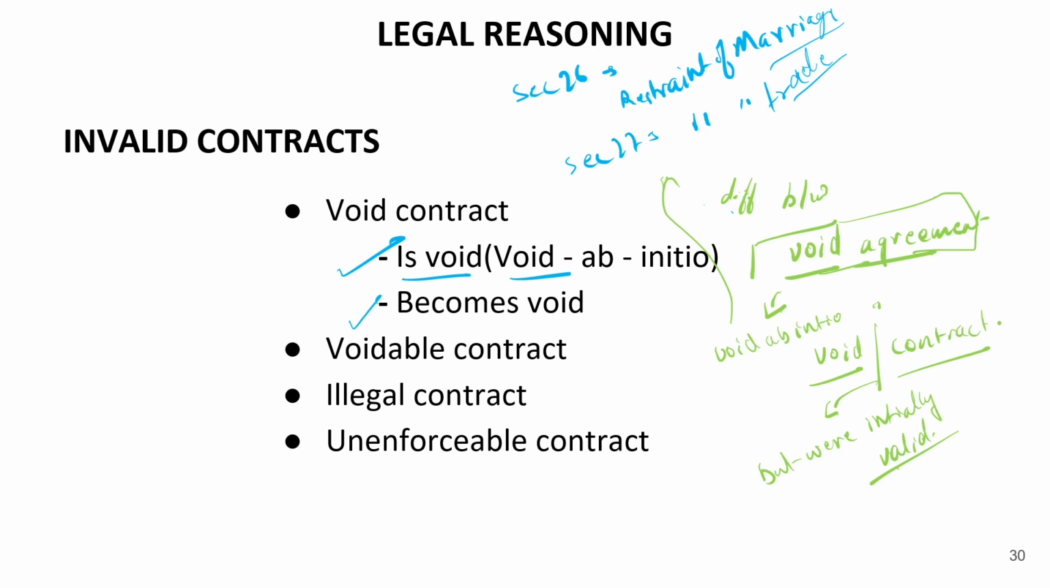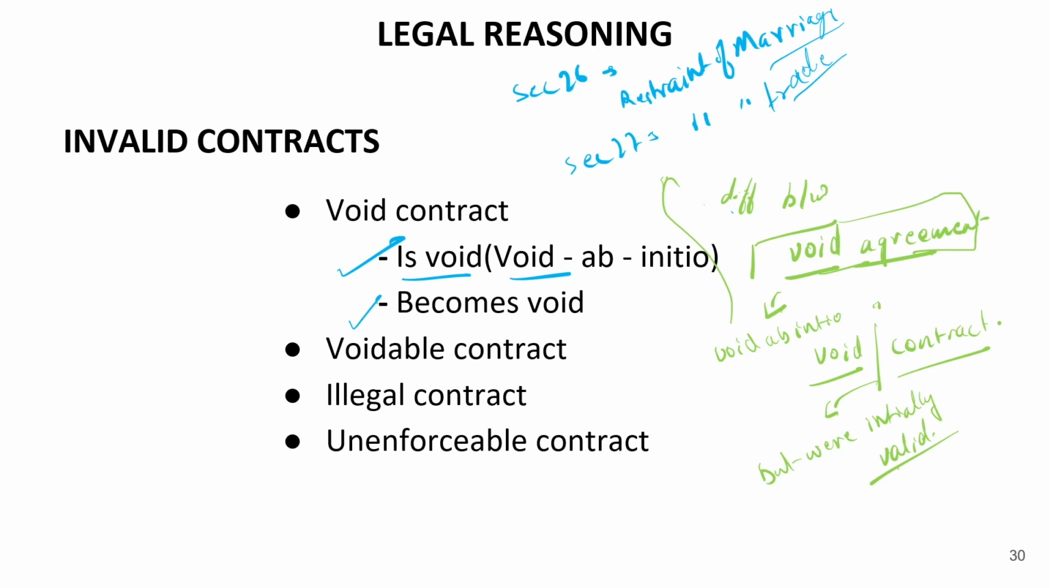So a void agreement is something which is void ab initio. Any agreement which does not have a lawful object or lawful consideration is considered to be a void agreement.